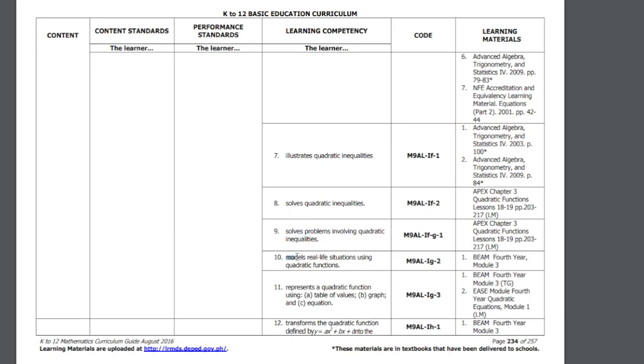Then this one is a higher reach because you're going to do some modeling. So model real life situations using quadratic functions. There are a lot of examples in science, so hopefully we'll be able to integrate some science in it. Then represent a quadratic function using the table of values, the graph, and the equation. My go-to would always be the equation. I don't like doing the graph because it's a hassle to draw. Table of values, yeah, it's bare minimum.